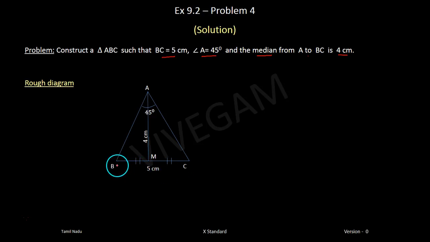So this is BC, which is 5 cm, and we have another point A. We join AB and AC, so it forms the triangle. The angle A is 45 degrees, and they say the median. Median is nothing but the vertex joining the midpoint of the opposite side. So AM is the median, and M is the midpoint of BC.